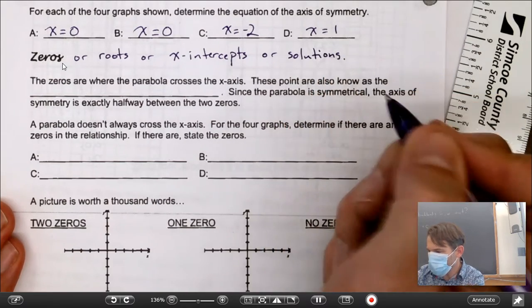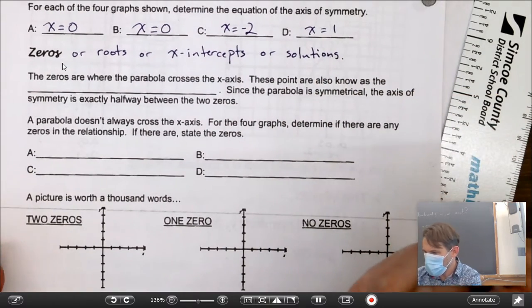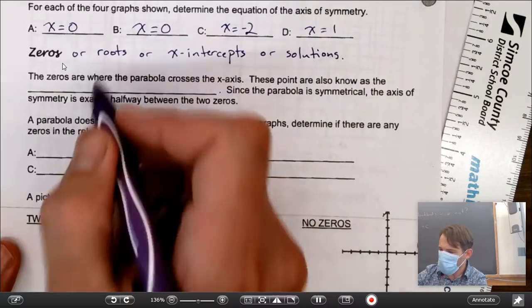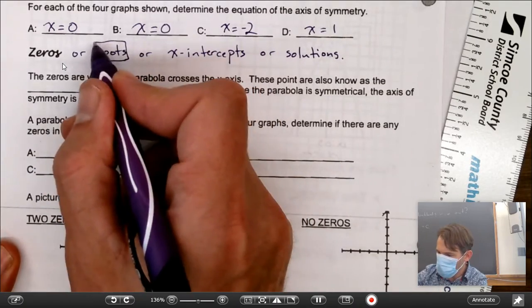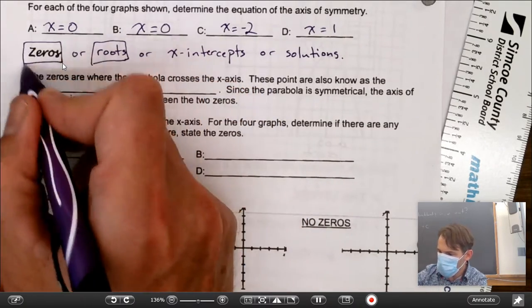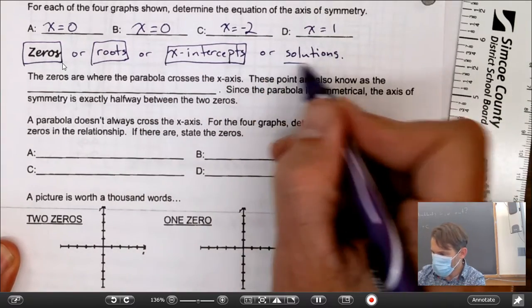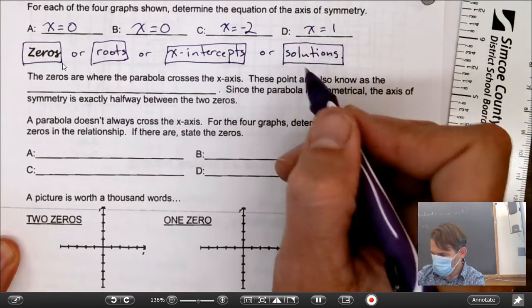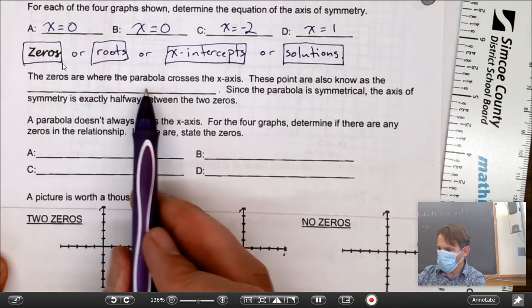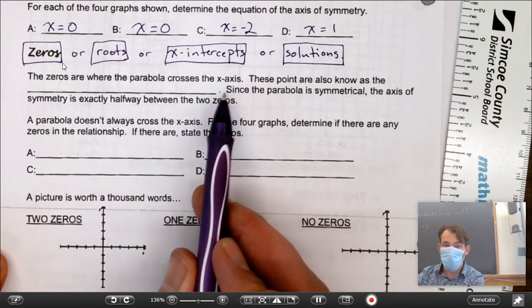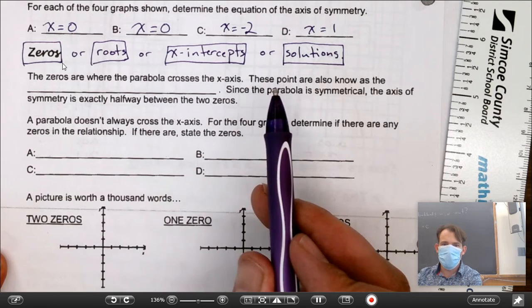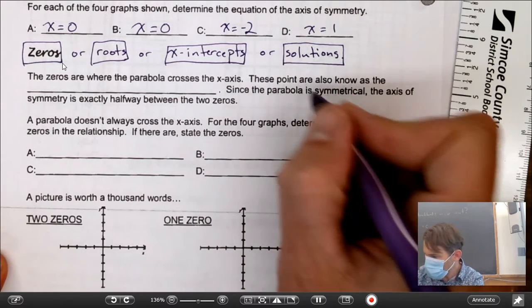So many different words for the same thing. Okay, right, so just get those different words in there. Maybe put boxes around them all. Zeros, roots, the x-intercepts of a parabola, or solutions to a parabola. The zeros are where the parabola crosses the x-axis.